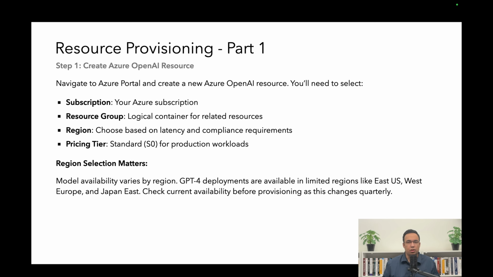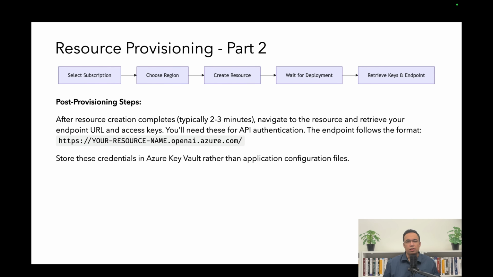So verify the model availability first. Let's walk through what happens after you submit the resource creation. The provisioning flow goes through several steps as outlined here. First, you'll select your subscription, then you choose your region, then you create the resource, and then you wait for the deployment, which typically takes about 2 to 3 minutes, and finally, you retrieve your keys and endpoint.